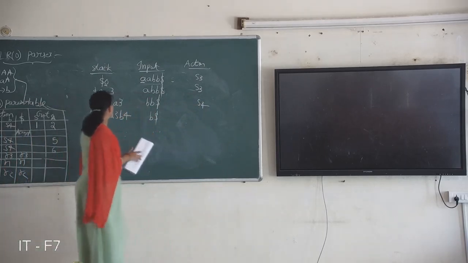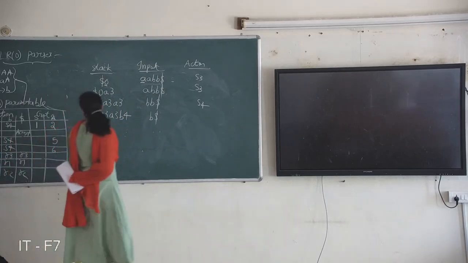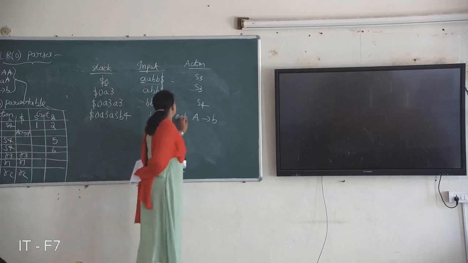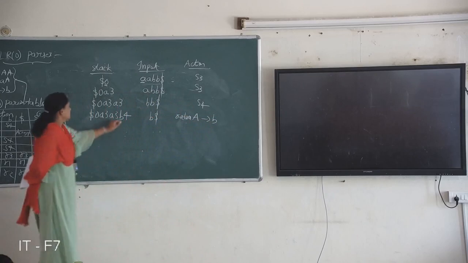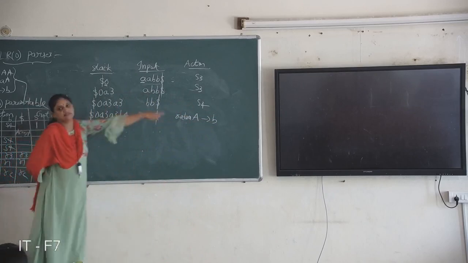Okay, B4 and 4 on B. Reduce with which production? A derives B production. You are performing reduce action with production A derives B. So on top of the stack, the handle B occurs, and in place of B you write A.